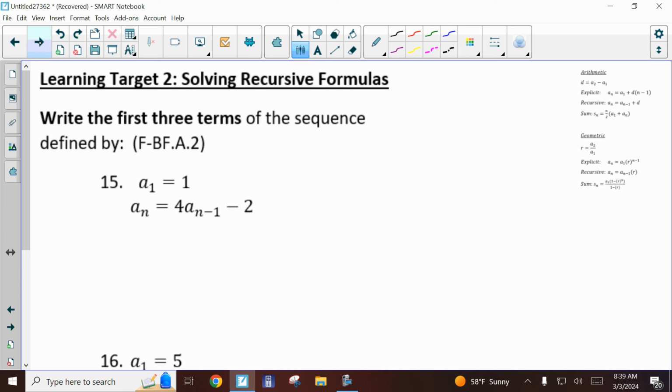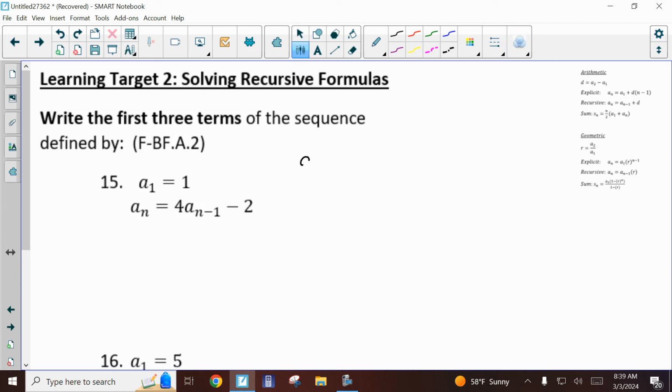Okay, now we have to get into recursive formulas. The bad thing about the recursive formula is there's no shortcut. You have to use the formula in order to find the next number. The thing you have to understand about a recursive formula is it always uses the previous answer. So let me start off with the first one.